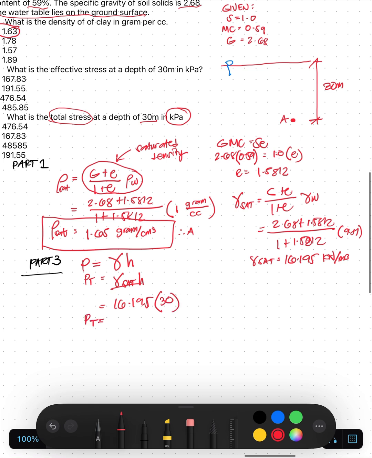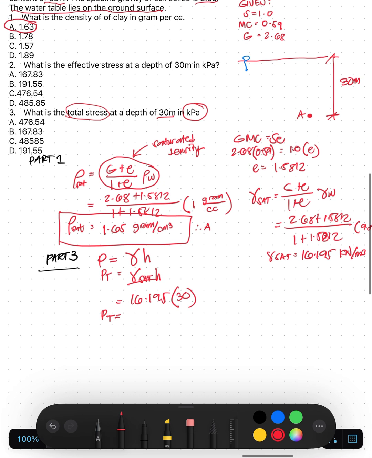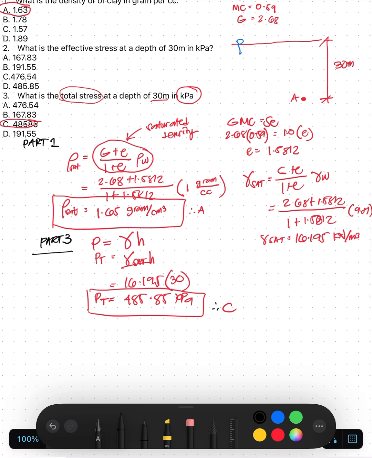Now if we substitute it here, that is 16.195 times 30. The total stress is equal to 485.85 kPa. So that is letter C. This is 485.85.